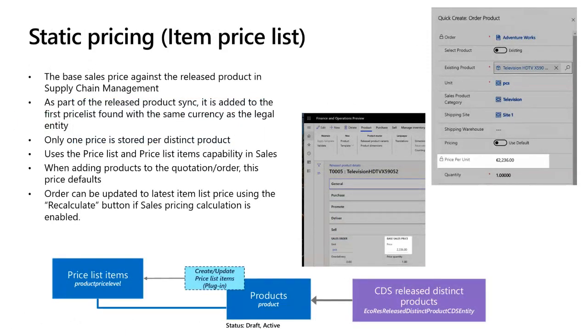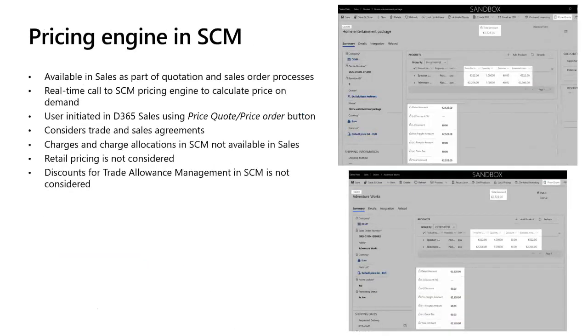So with the item price list, I've gone through most of these. As I mentioned, it's defaulted on the order, sorry, the order and the quote, when you create the product or the line, and that can be set in supply chain management as well against the release product. Then the pricing engine in supply chain management.